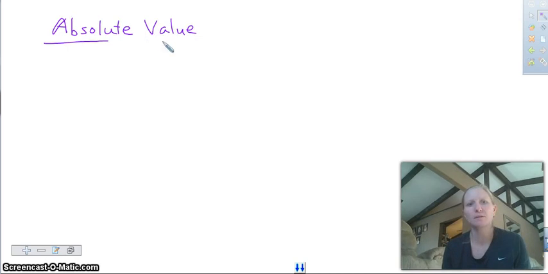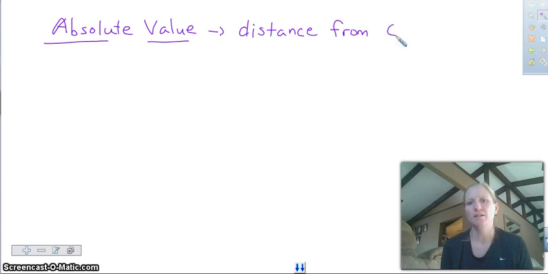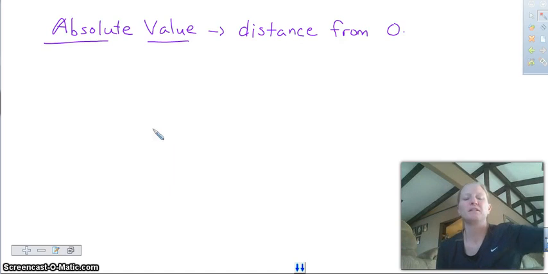So you write down absolute value. Okay? Okay, so absolute value. You have that written down. Like I said, it's a very, very important thing in math. Absolute value is the distance from 0, the number 0. So, go for it. The distance from 0.